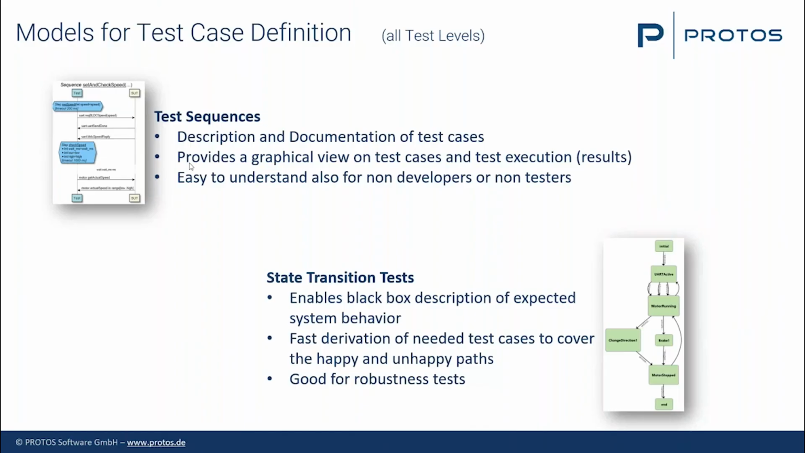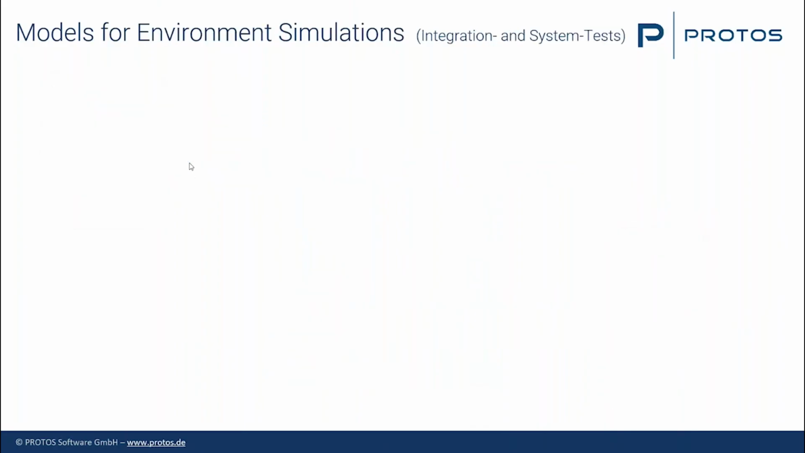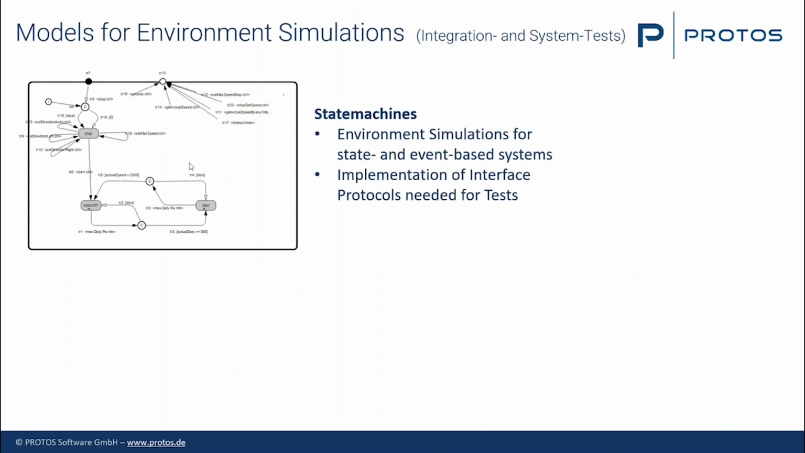So on a very high level of abstraction, those are typical models for a test case definition. And then you also need to define environment simulations. There are two kinds of behavior you need to simulate something for. First is state-based and event-based behavior.